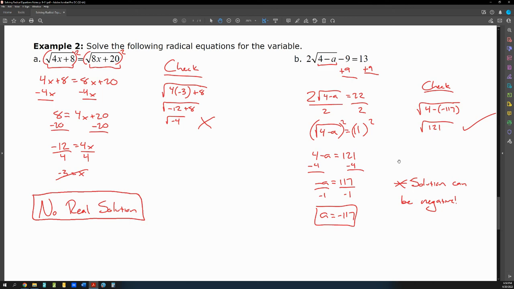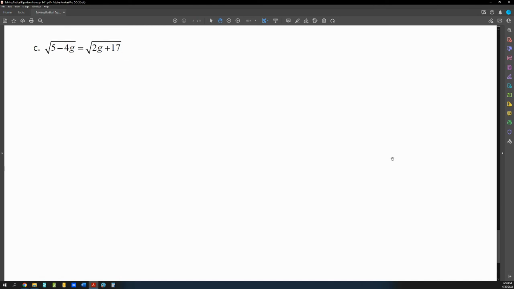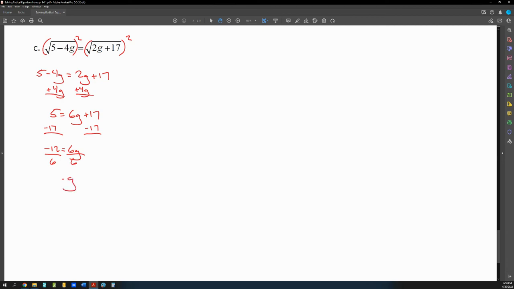All right. We got one more for us today. Letter C. So here we have a radical equals a radical. In order to solve, we're going to square both sides. And so we're left with 5 minus 4g is equal to 2g plus 17. Those radicals cancel. Adding 4g to both sides, we get 5 is equal to 6g plus 17. Subtracting 17 from both sides, and we get negative 12 is equal to 6g. And finally, dividing both sides by 6, we get g is equal to negative 2.